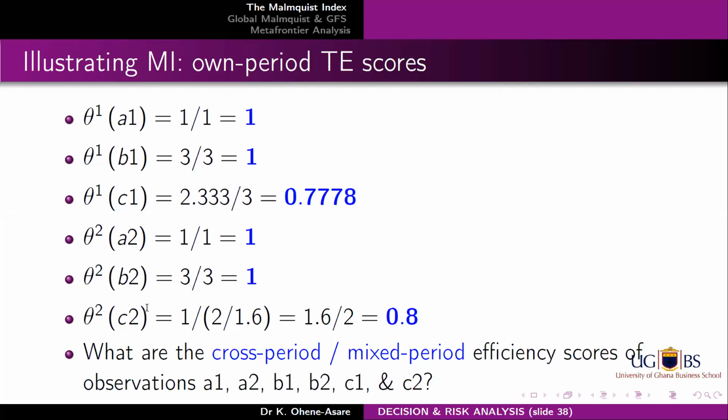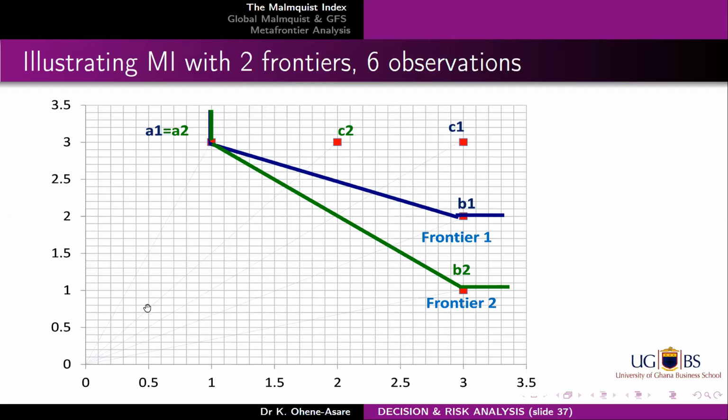But then there's another efficiency score, which is called cross period or mixed period efficiency scores. I'm going to do an example for you. Now listen, you're going to do it for each one of them. For observation A1, you are going to estimate the efficiency score of A1, but relative to frontier 2. You have to be careful when you're doing these things because some of them will be behind the frontier, and I'll talk about it. A1 is here, and relative to frontier 2 also happens to be here. Let's take something like C1.